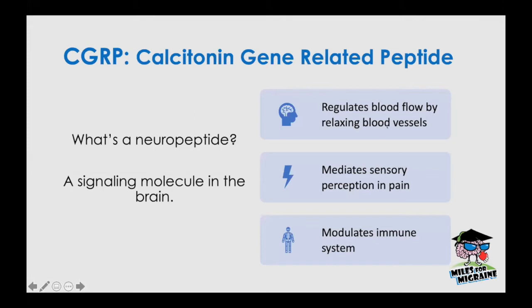So CGRP basically stands for calcitonin gene-related peptide. So what is a neuropeptide? A neuropeptide is just a signaling molecule in the brain. It's basically like a messenger boy, going from one part of the nerve to the other part of the nerve, signaling pain. So CGRP specifically does a few other things.